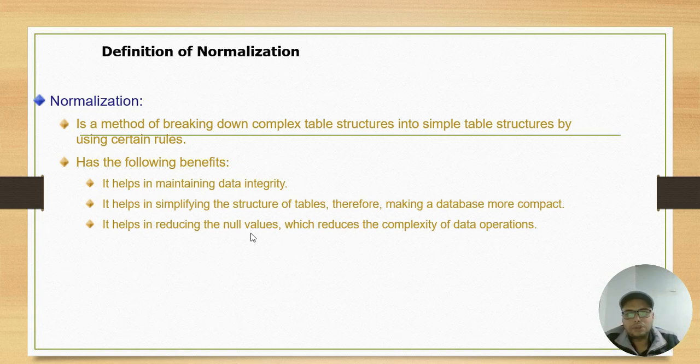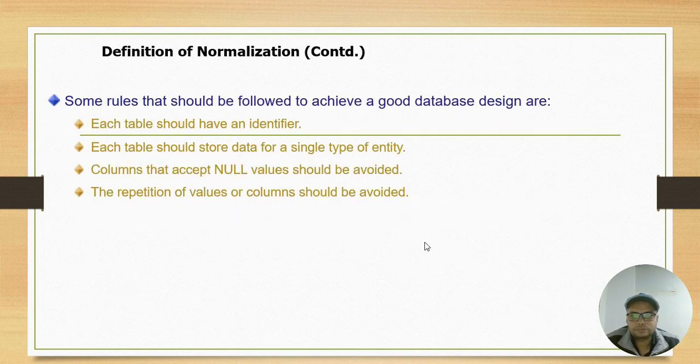It also helps reduce null values, which reduces the complexity of data operations. Obviously, once we have null values in our table, our data is going to be lengthy, right? It leads to data inconsistencies, not in proper order. So it also reduces the null values. Null means blank values, right? So these are the benefits of normalization.